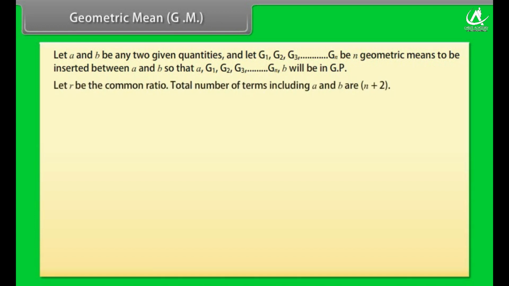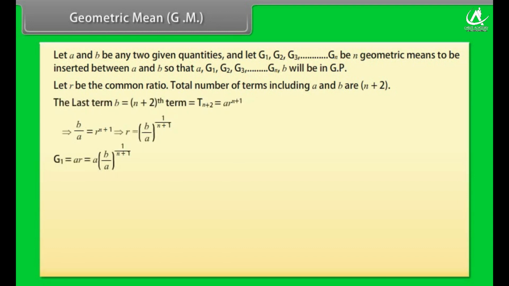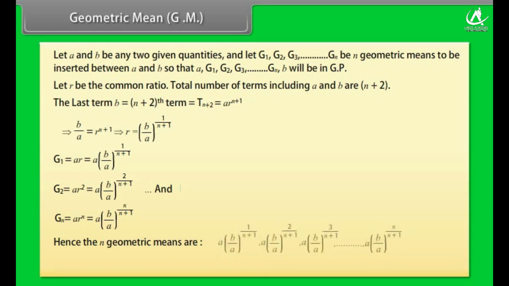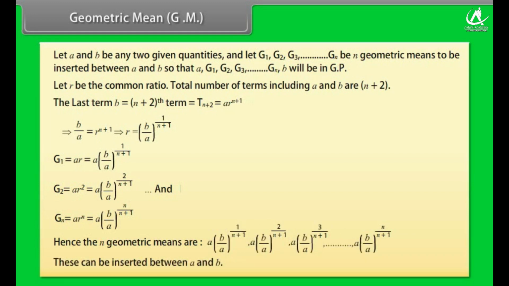Total number of terms including A and B are n plus 2. The last term B is (n plus 2)th term, so R is equal to B by A raised to power 1 by n plus 1. G1 is equal to A into R is equal to A into B by A raised to power 1 by n plus 1. G2 is equal to A into R square is equal to A into B by A raised to power 2 by n plus 1. And so on, and Gn is equal to A into R raised to the power n is equal to A into B by A raised to power n by n plus 1. Hence, the n geometric means are these, which can be inserted between A and B.